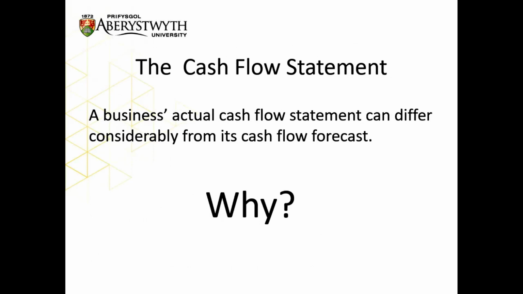So a business's actual cash flow statement can often differ considerably from its cash flow forecast. So the company would have prepared a cash flow forecast before the beginning of the period and would hopefully compare their forecast at the end of the accounting period with the actual cash flow statement to look at the differences and to see if they can budget, if they can forecast more effectively in the future. But what are the reasons for the differences between what the business forecasted and its actual cash flow?